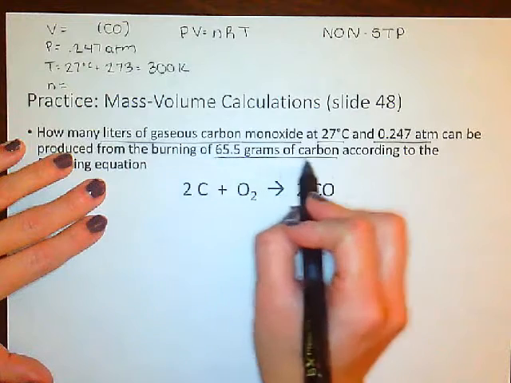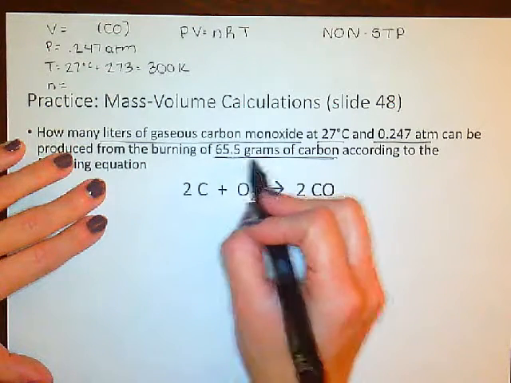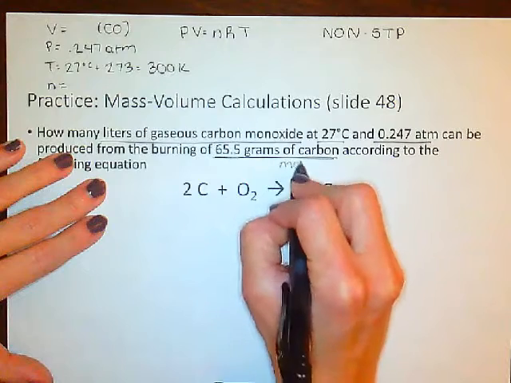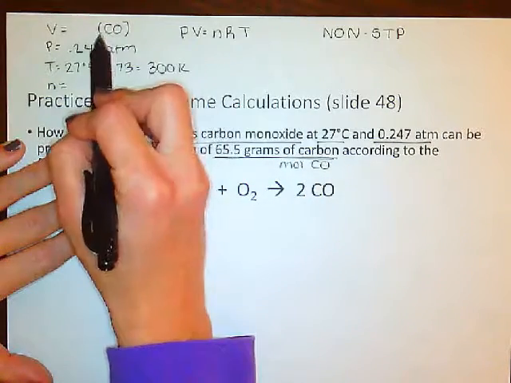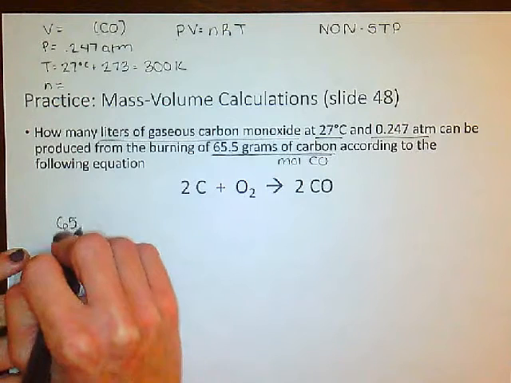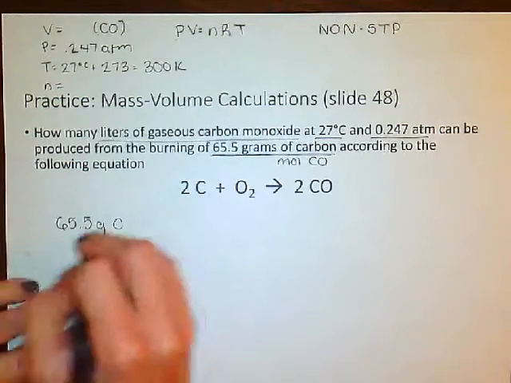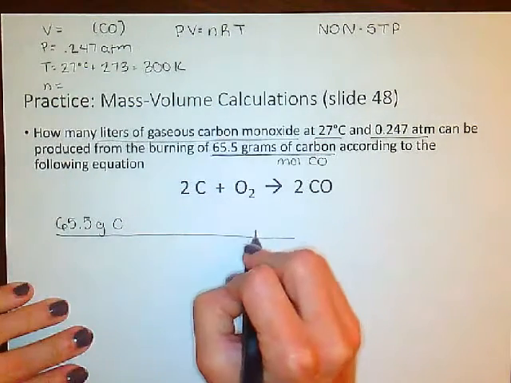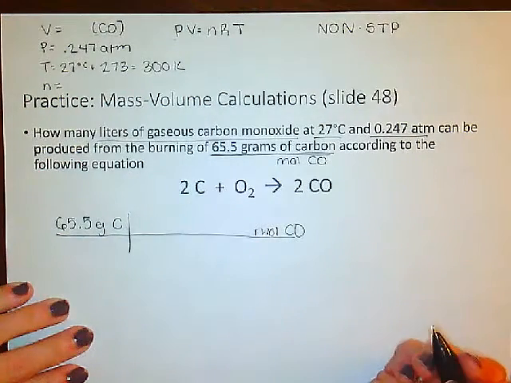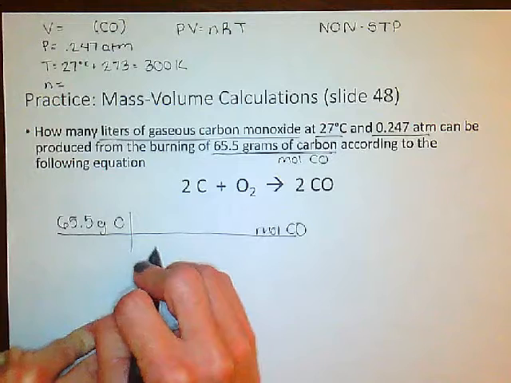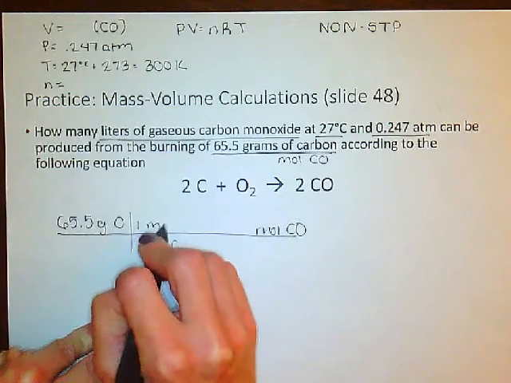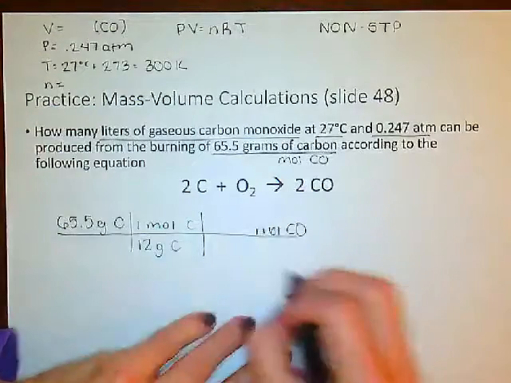The problem is that the mass value that's given to us is grams of carbon. And what we need that to be in is moles of carbon monoxide, because that's what we need up here. So let's go ahead and take that 65.5 grams of carbon, and we're going to turn that into moles of carbon monoxide. We're going to start by doing exactly what we did last unit, and we're going to drop down grams of carbon. And we know that 1 mole of carbon weighs 12 grams.